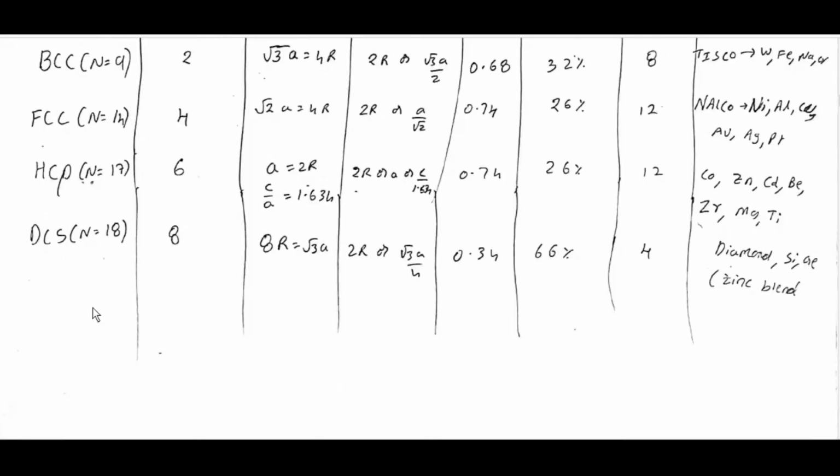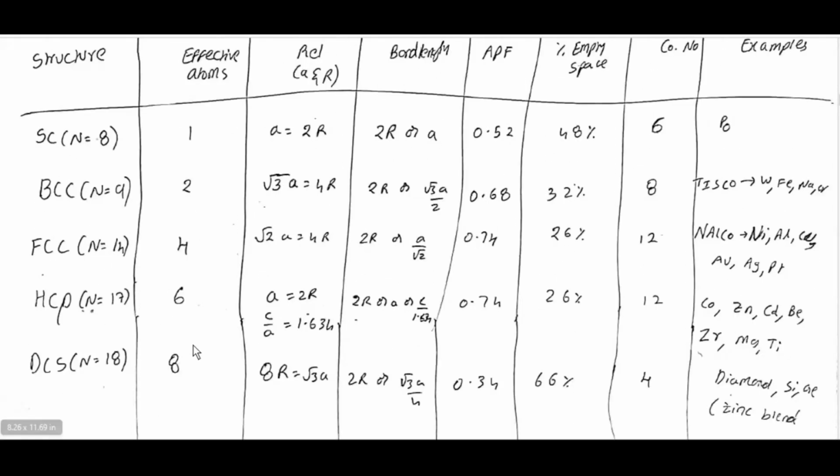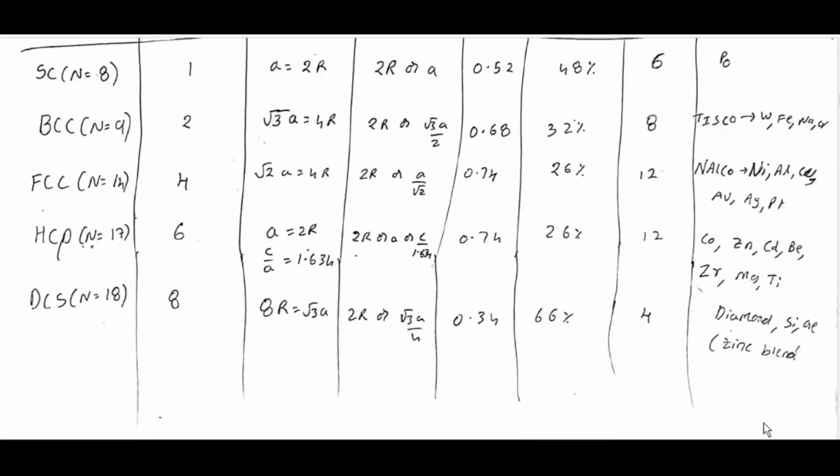Diamond cubic structure: n is equal to 18. Effective number of atoms 8. 8R is equal to root 3a. Bond length 2R or root 3a by 4. Atomic packing factor 0.34. Percentage empty space 66%. Coordination number 4. Examples: diamond, silicon, germanium, zinc blende, ZnS.